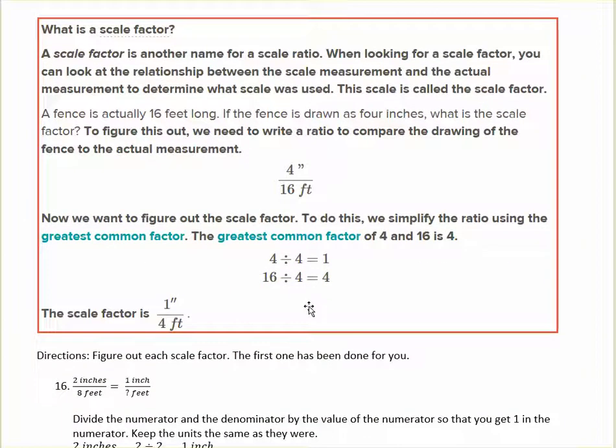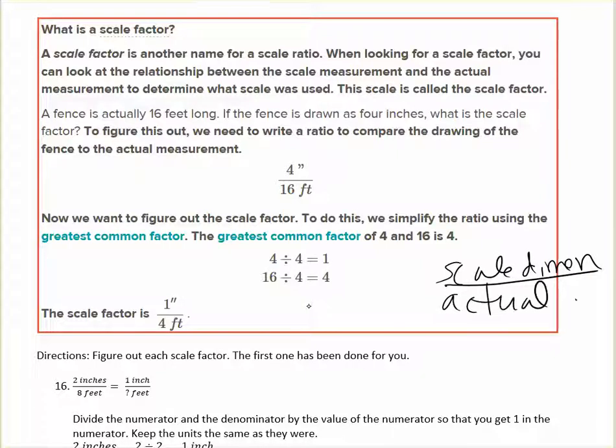Okay, now we're going to talk about, instead of scale, scale factor. It's just another name for a scale ratio that's written in simplest form. So when we are looking at scale factor, like on a map, we usually say 1 inch equals so many miles. We don't say 4 inches equals so many miles. We want it in as simple a form as we can get it, and that's our scale factor. So the way we do this is we just write the scale as a fraction. So again, it'll be the scale dimension over the actual dimension, and then we simplify that ratio.